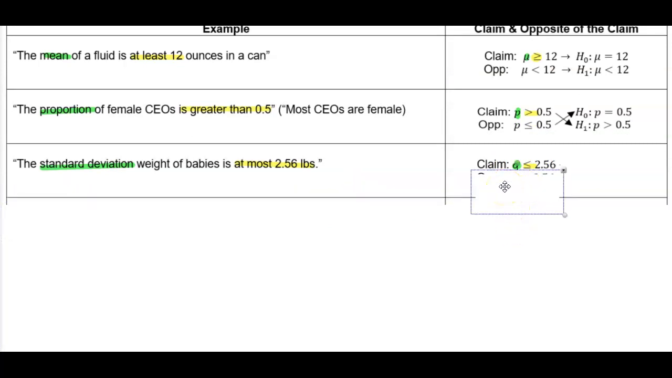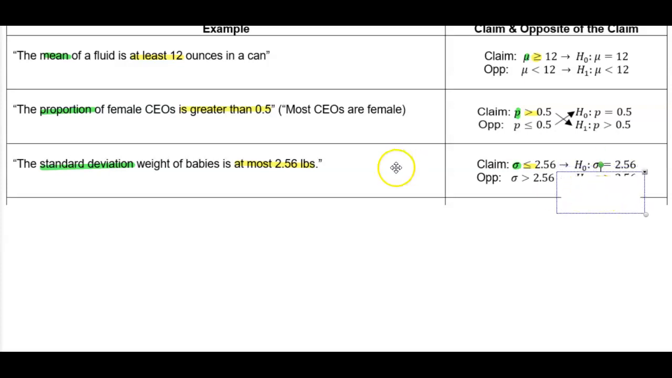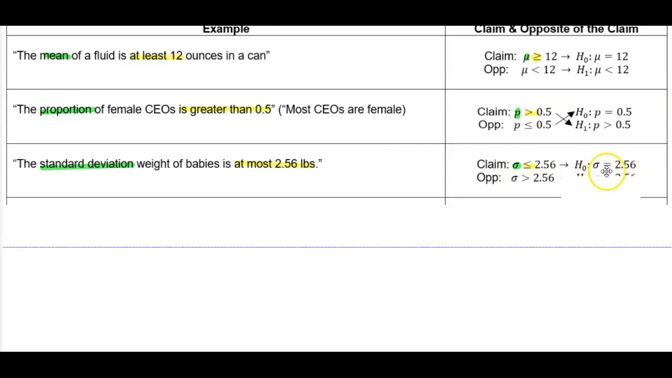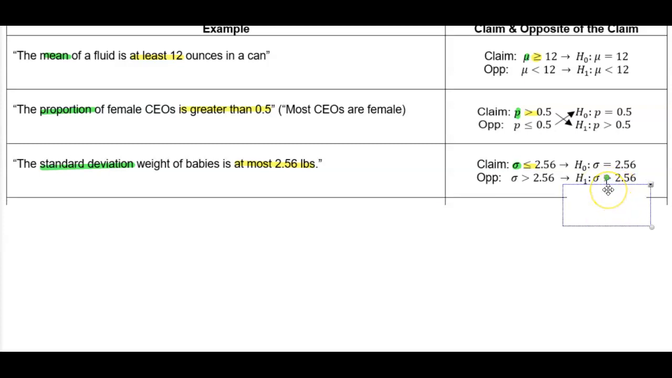So now what is the opposite of the claim? Well, the opposite of the claim then would be that the standard deviation is going to be greater than 2.56. So since the equal sign is going to be in the claim, then we would say that the null has the population standard deviation, which is equal to 2.56. And then the opposite would then be the alternative, which would be the population standard deviation to be greater than 2.56.